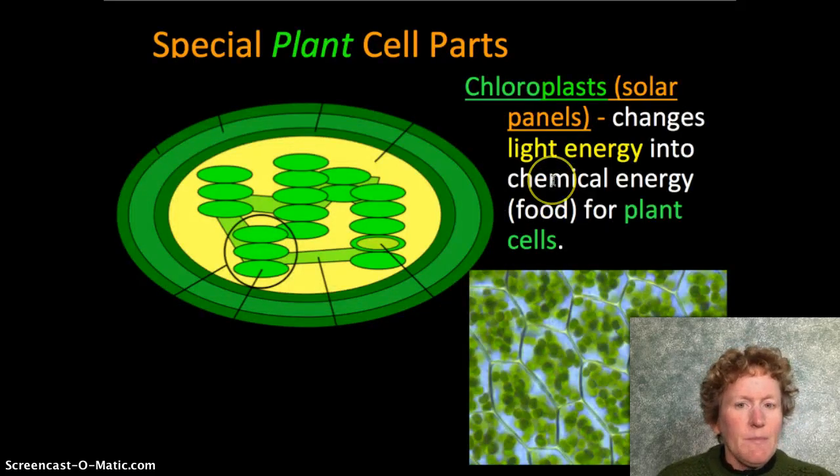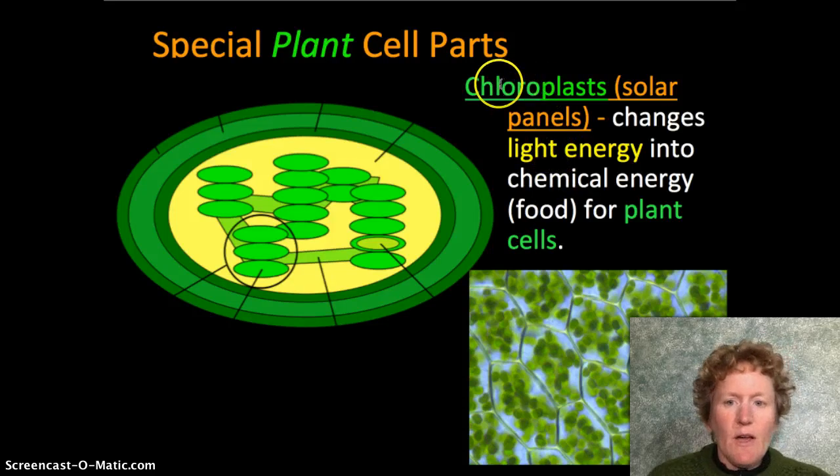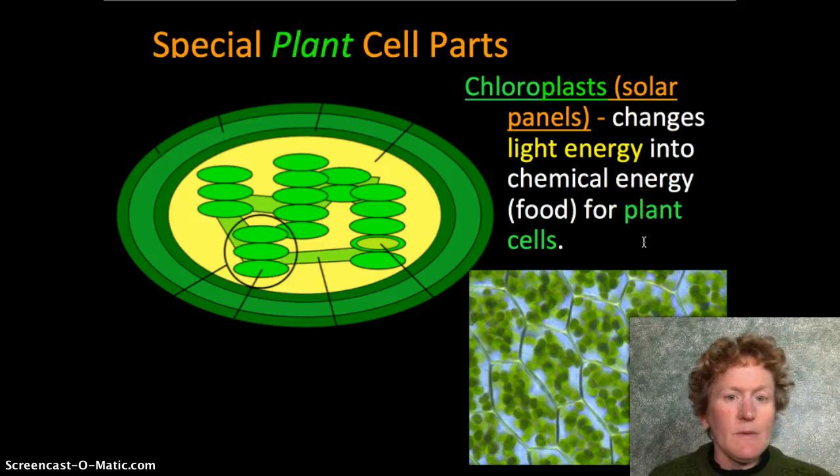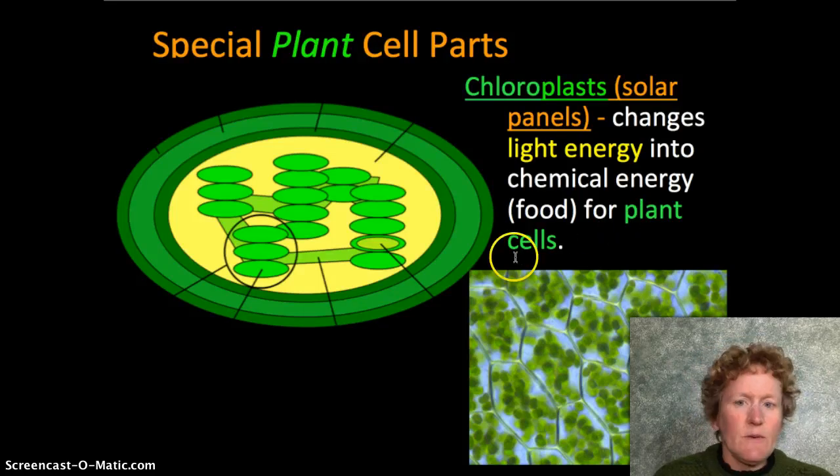In plant cells, they have a very special organelle. In plants, they have a chloroplast, and a chloroplast is kind of like solar panels for the cell. It changes light energy into chemical energy. We know that light energy with carbon dioxide and water in the chloroplast here is turned into chemical energy for plant cells only. You, unfortunately, and animals don't have chloroplasts. You can't photosynthesize. So this is for plant cells only. Chloroplasts are only for plant cells.